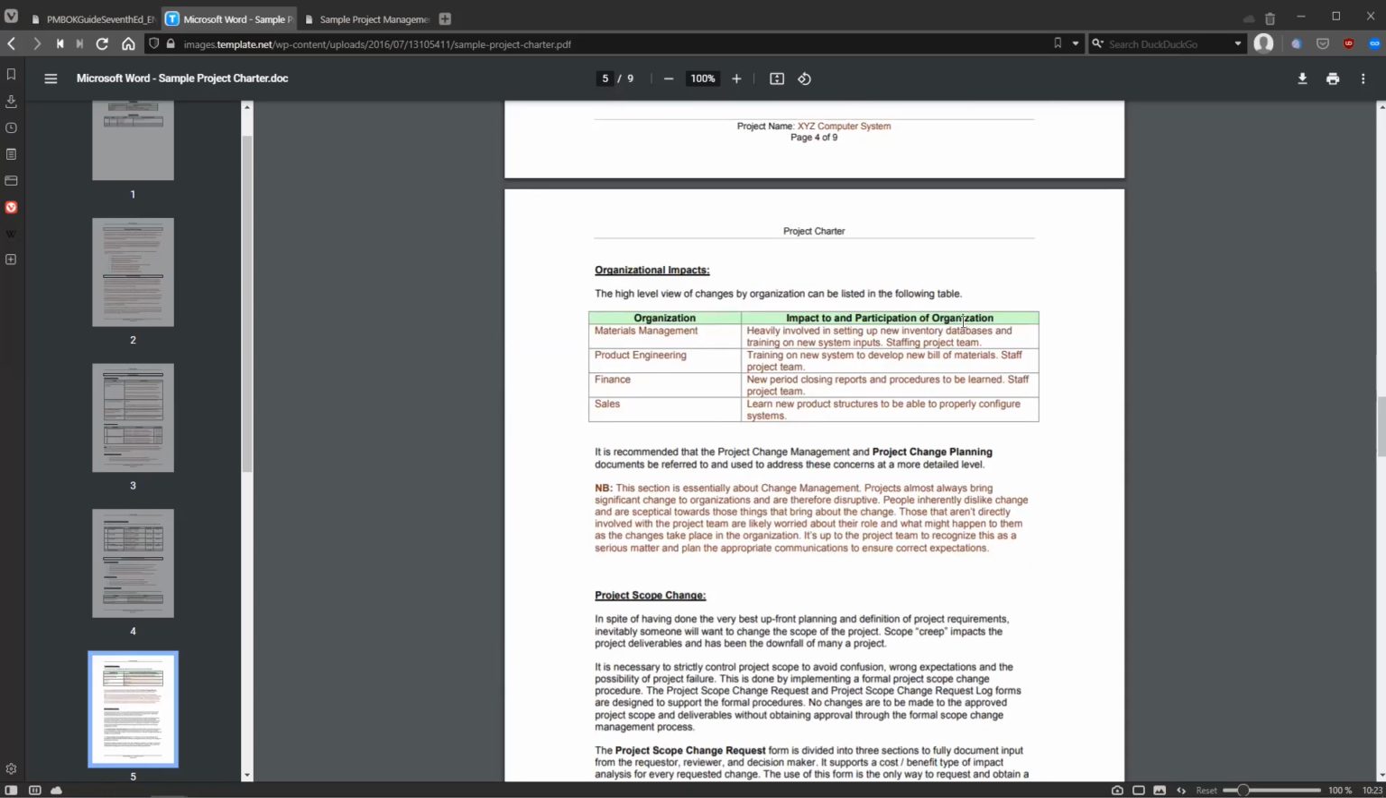Organizational impact, this is not very common from experience, but also if this is known before starting the project, it's good to document how the project and the changes within the project impact the overall organization.